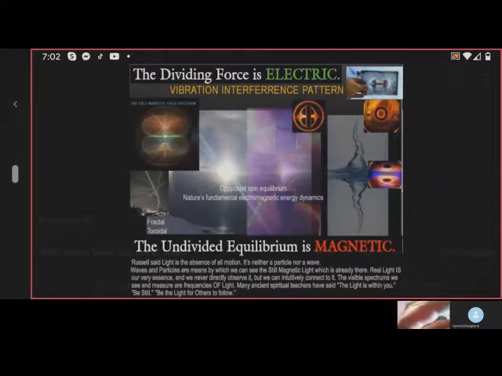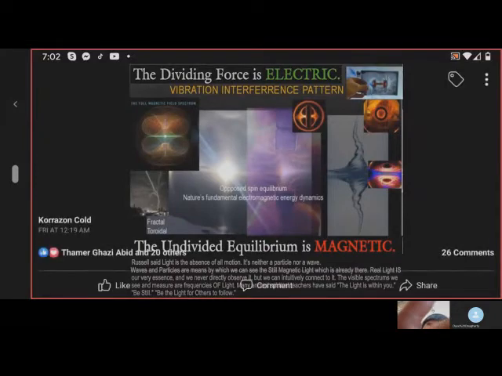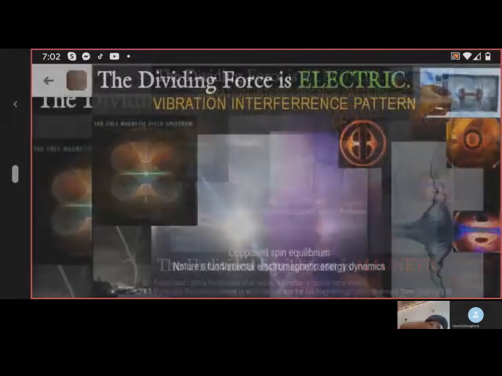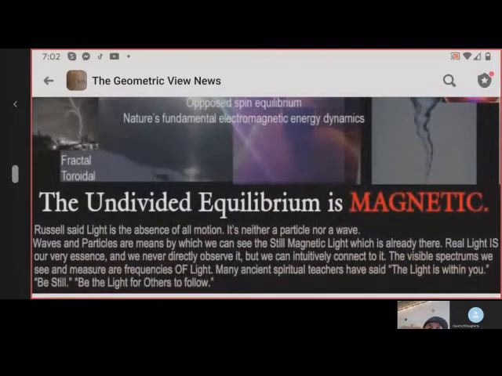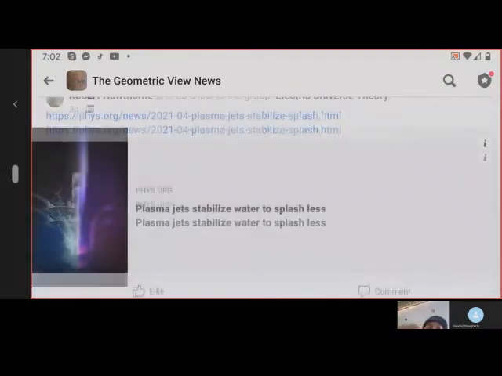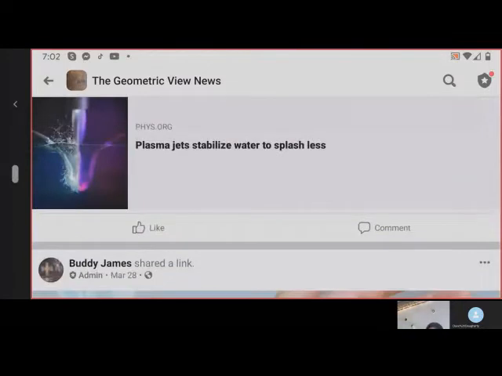Opposed spin equilibrium, nature's fundamental electromagnetic energy dynamics. Yeah, can't argue with you there. Opposing spiral dynamics, opposing spiral vortices. It's all at the center of the thrust of everything in the Dougherty sets. So we've gone through that in other episodes with the blue whirl and the geometry going on there.